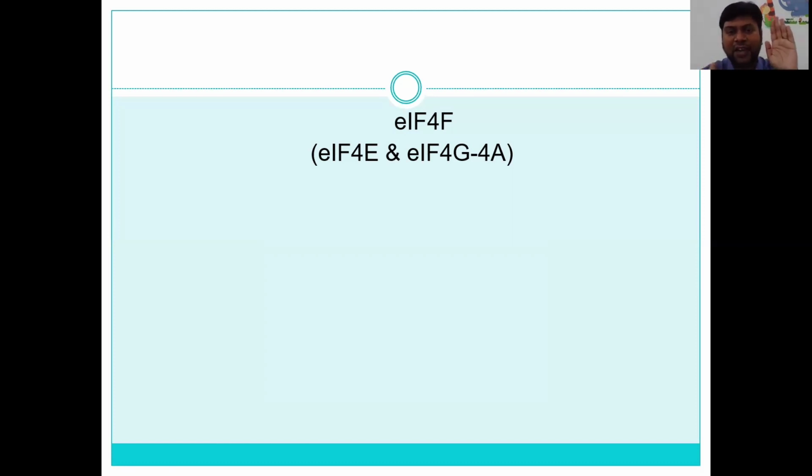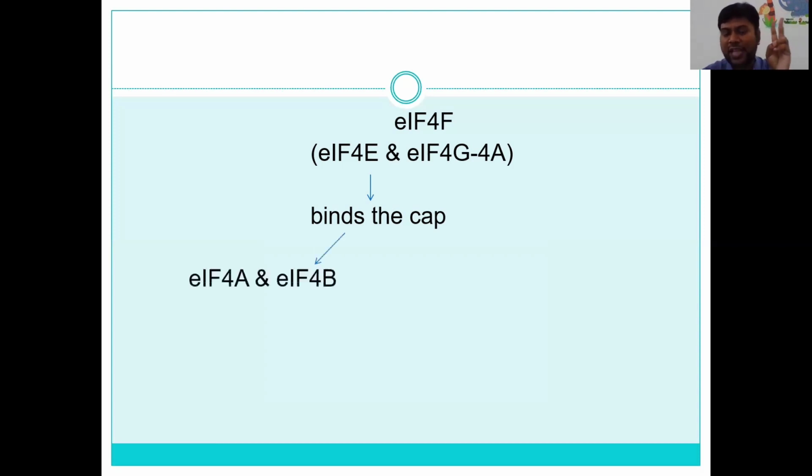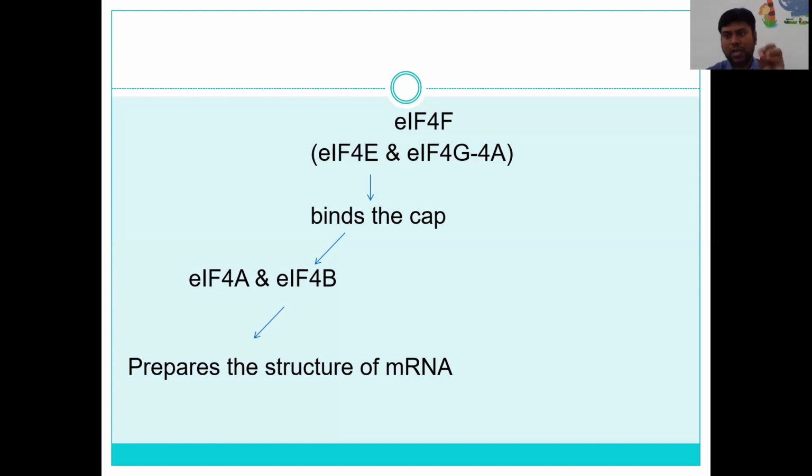First, the first arm, factor 4E, will identify and bind to the mRNA at the cap region. They will identify the cap and bind to the mRNA cap. After binding, they will recruit 2 other factors, factor 4A and 4B. The role of 4A and 4B is, with the help of ATP, by utilizing the energy released by ATP hydrolysis, to prepare the structure of mRNA for the initiation process. So the factor 4E arm will bind to the mRNA cap, and with the help of 4A and 4B, it will prepare the structure of mRNA.